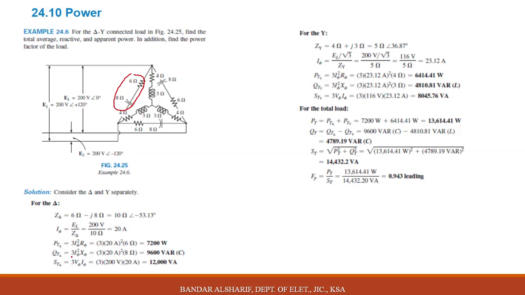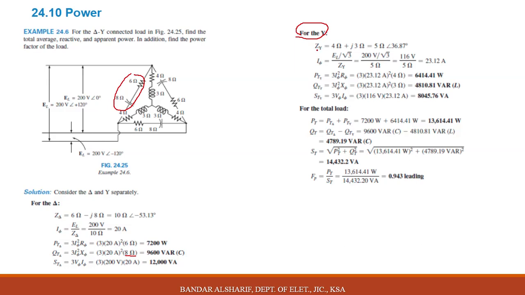the reactive power is similar, 3 I square X. Here the X is 8. You will get 9,600 var. Okay. The apparent power, 3 by V phase, I phase. This means 3 by 200 by 20. You will get 12,000. Now we will go to part Y.